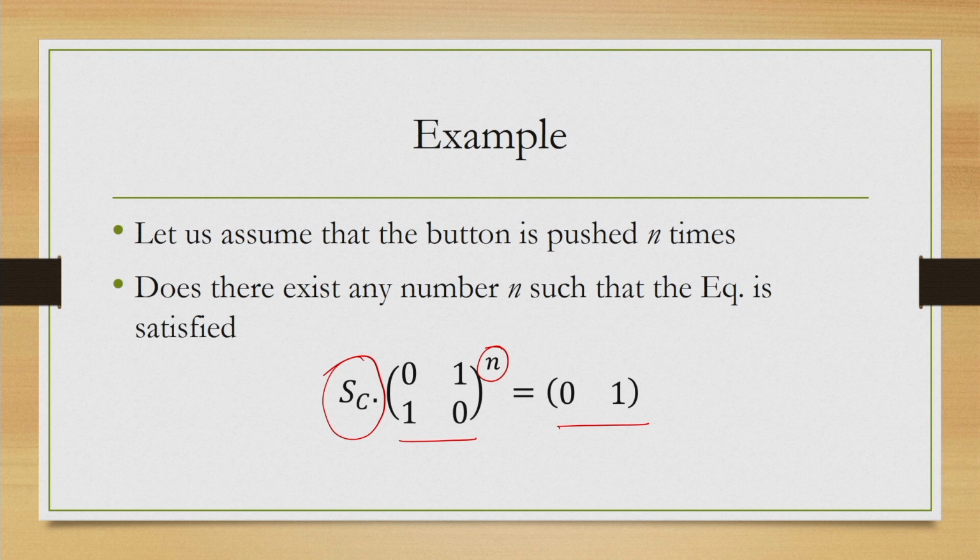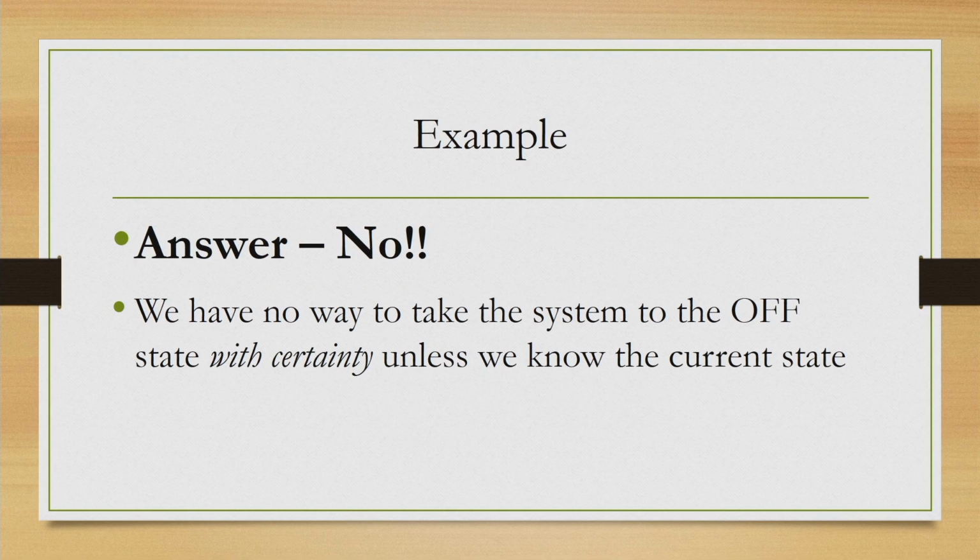So, you can try to figure out whether you can find a value of n so that you can say with certainty that, irrespective of the current state, whether we are in the on state or off state, we can always reach the off state with that many pushes. Unfortunately, we cannot say that. The answer is no, we cannot have a value of n which ensures that, irrespective of the current state, we can always reach a safe state or off state in this case.